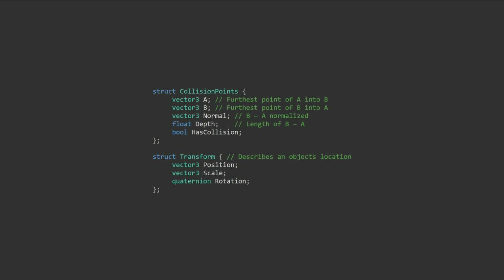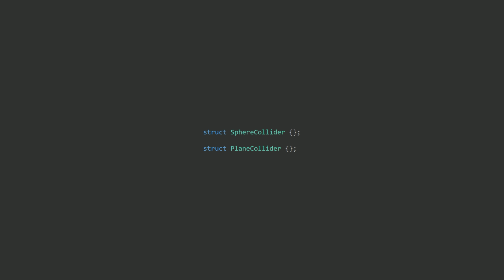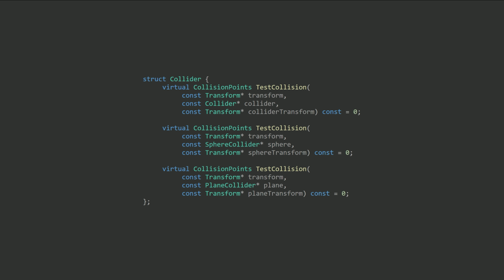Let's jump into the code. We'll need some helper structs to store the points of the collision and the location of both objects. Each shape will have a different type of collider to hold its properties and a base to allow them to be stored. Any type of collider should be able to test for a collision with any other type, so we'll add functions in the base for each one. These functions will take transforms so the colliders can use relative coordinates. I'll only demonstrate spheres and planes, but the code is repeatable for any number of shapes.